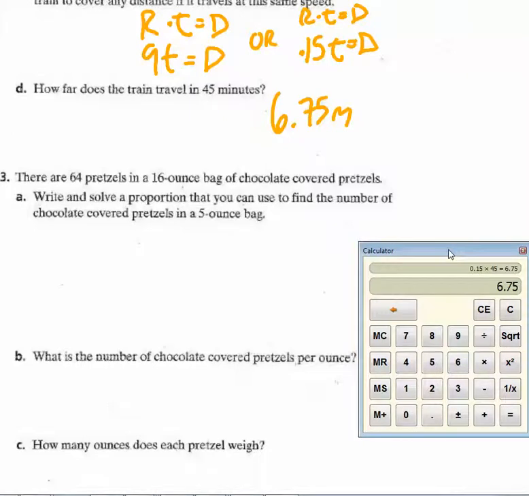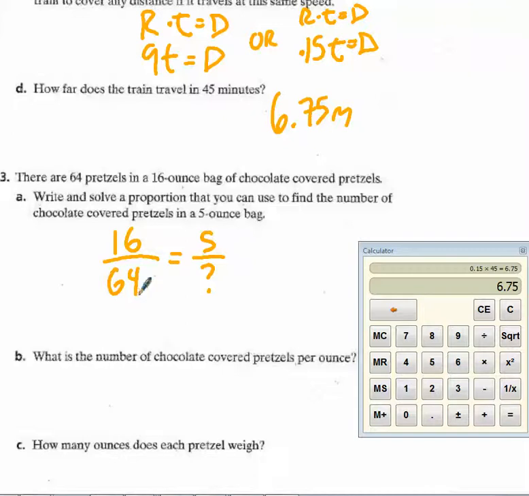Well, we're trying to make a ratio, and when I say ratio, you say fraction, and a proportion is just 2 ratios that are equal to each other, so 2 fractions that are equivalent. So we have 16 ounces, and that has 64, and that means in 5 ounces I'll have something, I don't know. There are a couple ways we could do this. We could find a scale factor, or we could cross multiply. To find a scale factor, I'd divide 16 by 5, and then multiply that by 64.